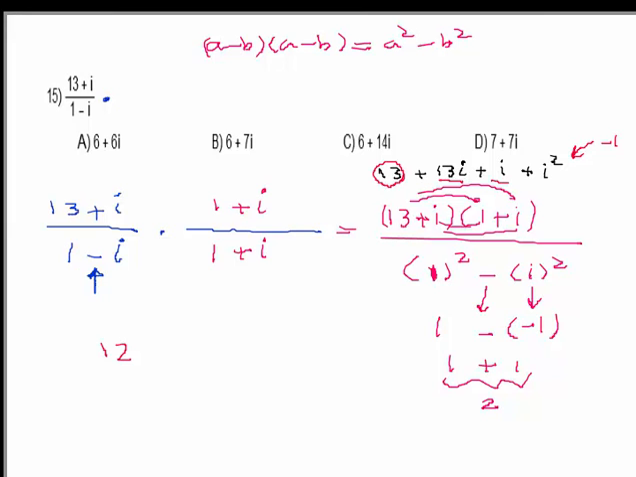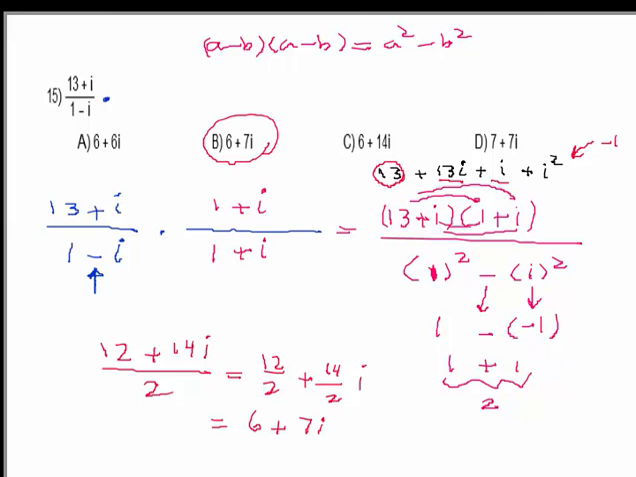13I plus 1I would be plus 14I over 2. So if I reduce this whole thing, this really is 12 over 2 plus 14 over 2 I. So that gives me 6 plus 7I. 6 plus 7I. There you go.